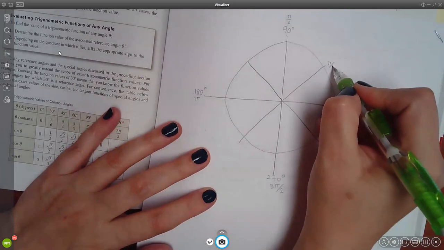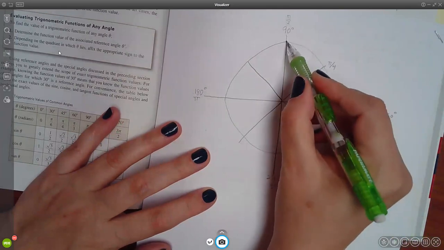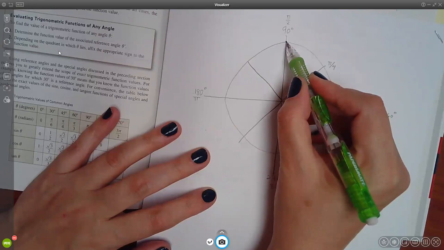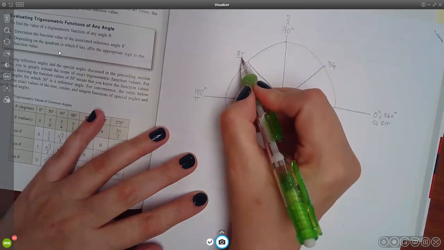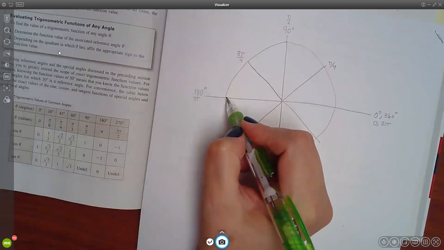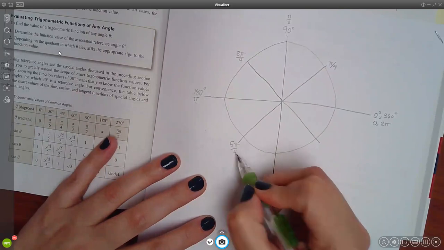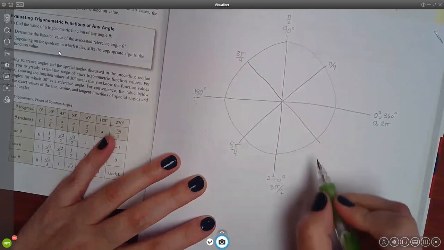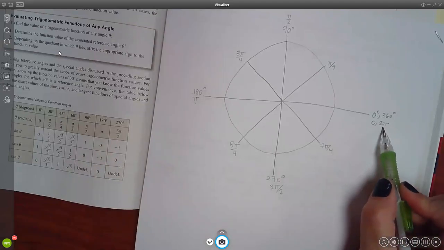This is gonna be pi over 4, because that's 1/4 of a pi, right? This should be 2/4 of a pi. But what is 2/4 reduced? It's just 1/2, right? So we have just pi over 2. Then over here, I'm gonna go 3 pi over 4. And then the last slice would be 4 pi over 4, which reduces to just pi. Then I have 5 pi over 4, and then 6 pi over 4, which reduces to this, 7 pi over 4, and then 8 pi over 4 reduces to 2 pi.